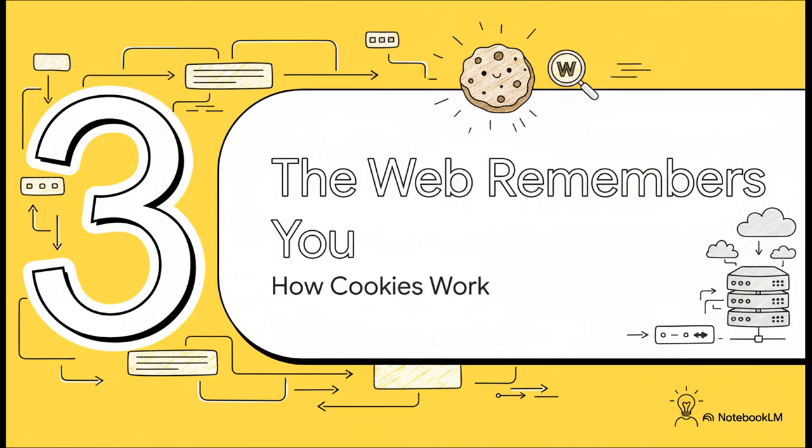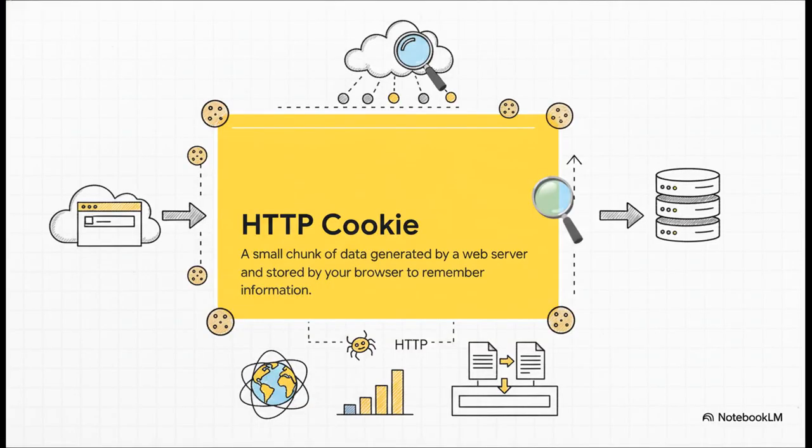So wait a minute. If the server is so forgetful, how does a site like Amazon remember what's in your shopping cart? How does it keep you logged in? How does it solve this massive amnesia problem? The answer is a pretty clever little invention called a cookie. A cookie is just a tiny little text file. The server hands it to your browser, kind of like a name tag.